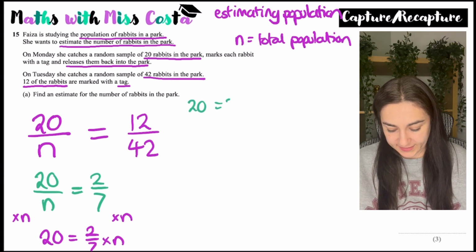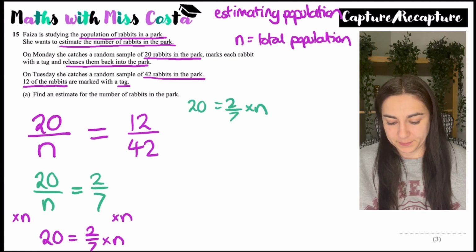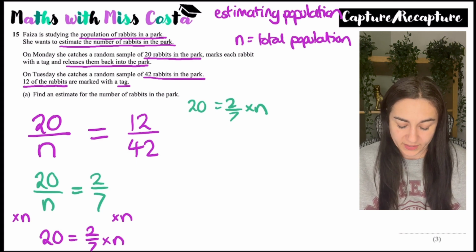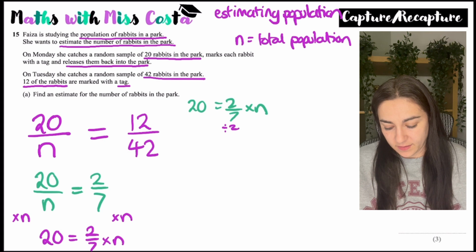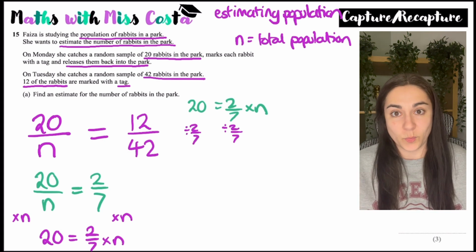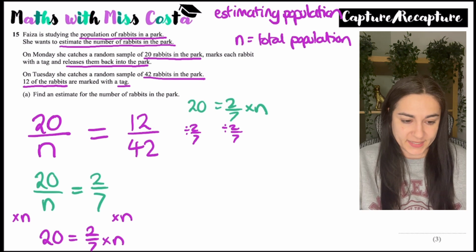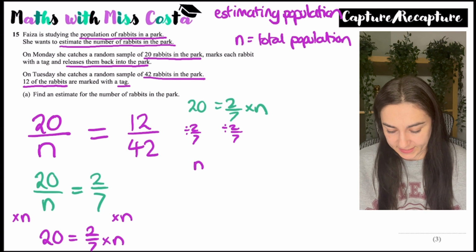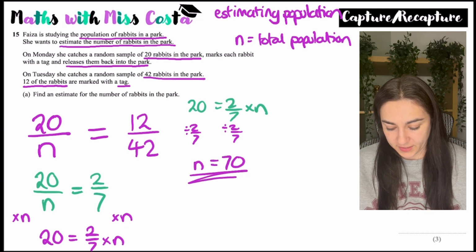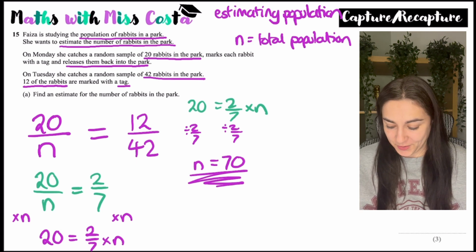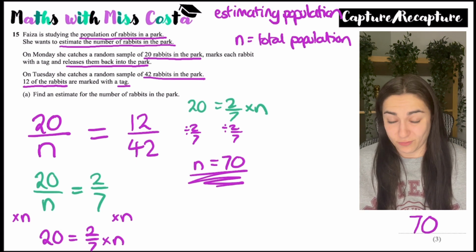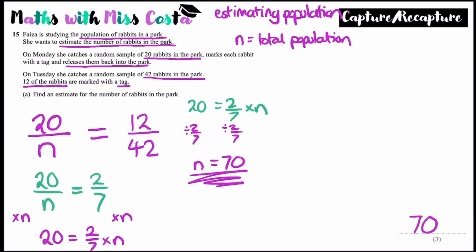What can I do next? Well, n is being multiplied by 2/7, or I could have left it as 12 over 42. I just simplified it. So then I'm going to want to divide by 2/7, because I always do the inverse to move anything from one side of the equation to the other. So 20 divided by 2 over 7 is 70. So therefore, n must be 70. So we can let Faisal know that there are roughly 70 rabbits in the park.